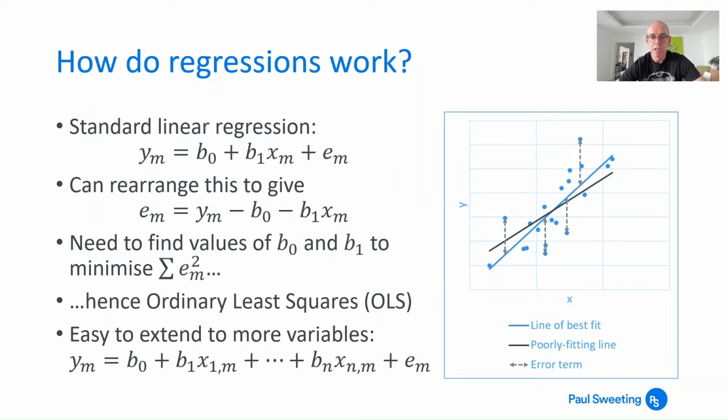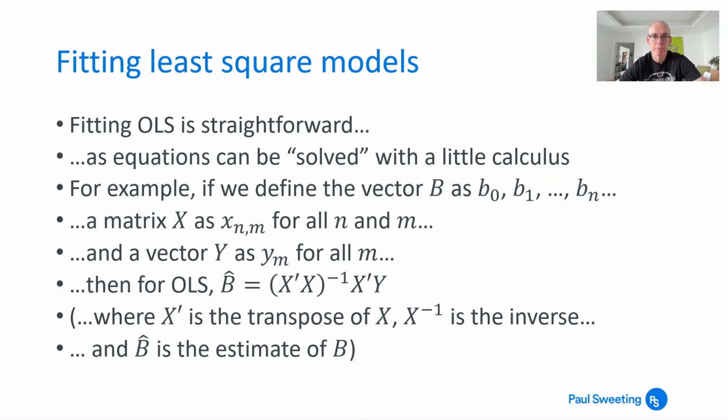So if you've got n variables for m, say companies, your equation becomes ym equals b0 plus b1x1m all the way up to bn xnm plus that error term, which is what you want to minimize. Fitting ordinary least squares is actually straightforward, at least in as much as there is a closed form solution to it. It involves calculus and it's not the most fun in the world, but you can get to an exact answer for what the parameters should be.